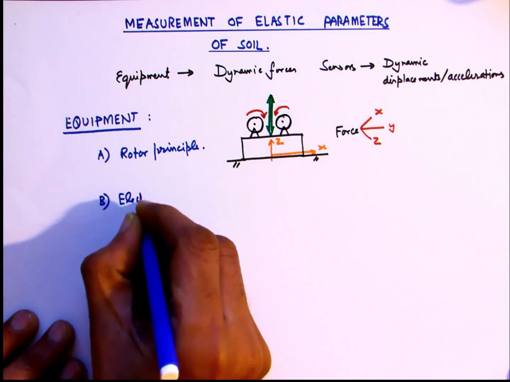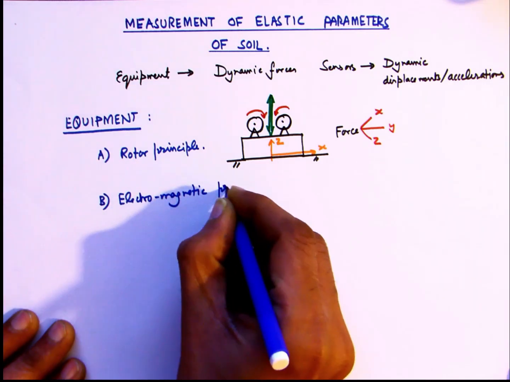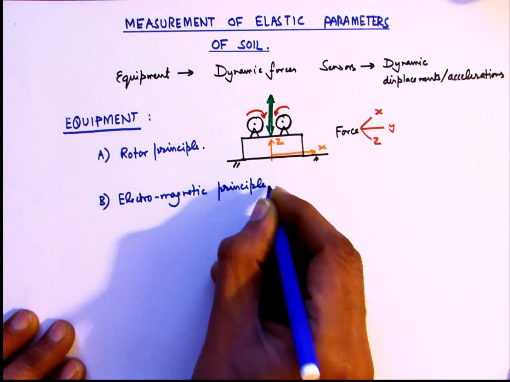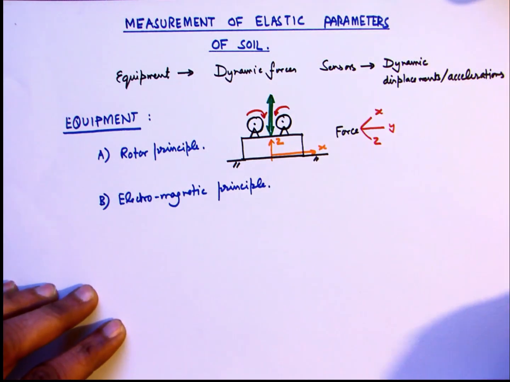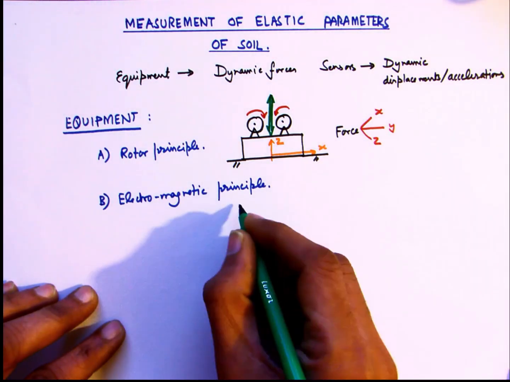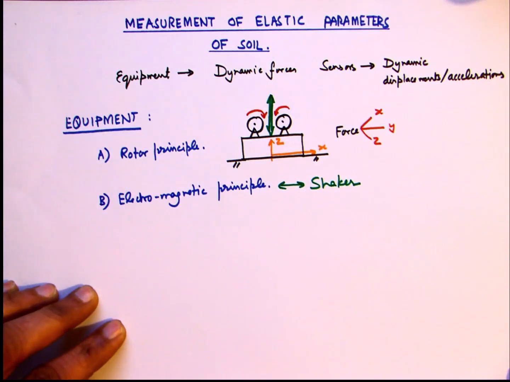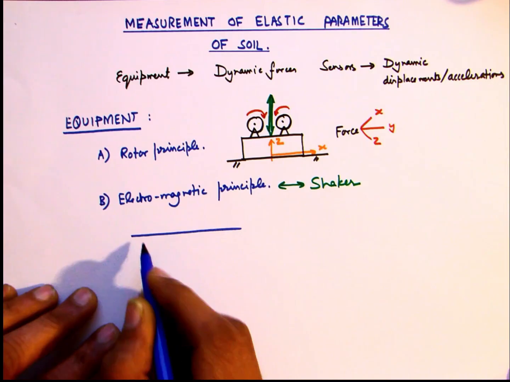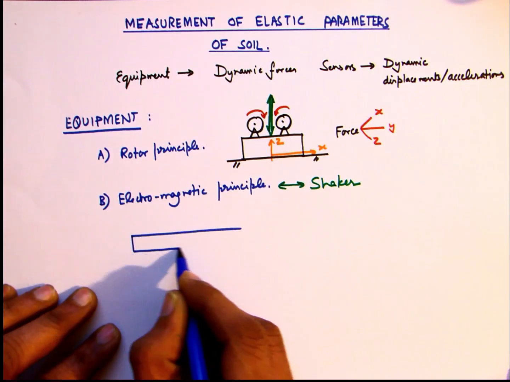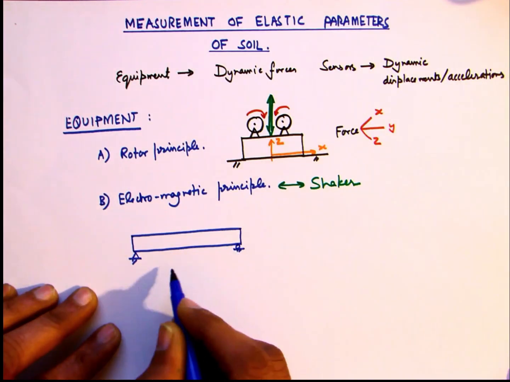The other principle is that of electromagnetic induction, also called as the electrodynamic shakers. In this kind of equipment, essentially a linear vibration is produced, and these equipment are commonly called as shakers. Now these shakers are very commonly used in model testing of structures.